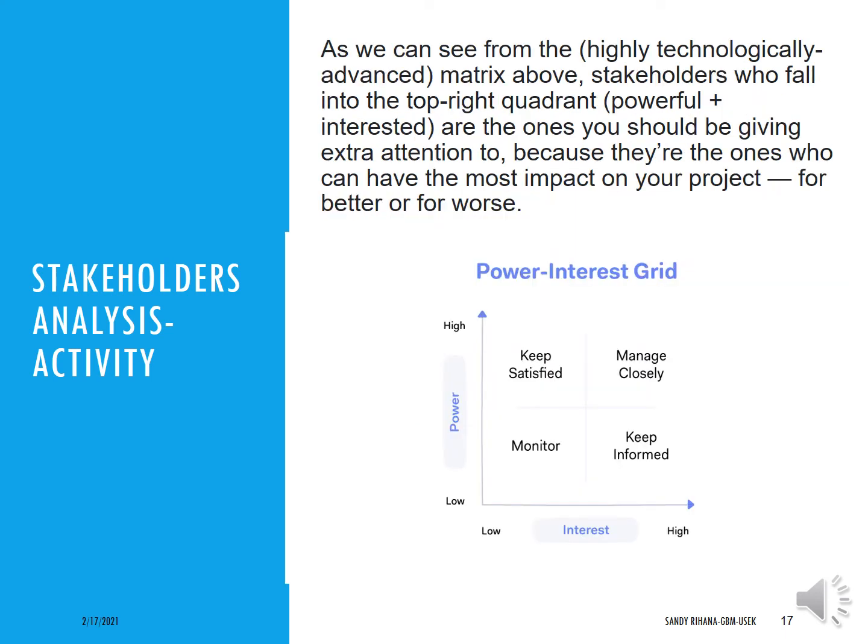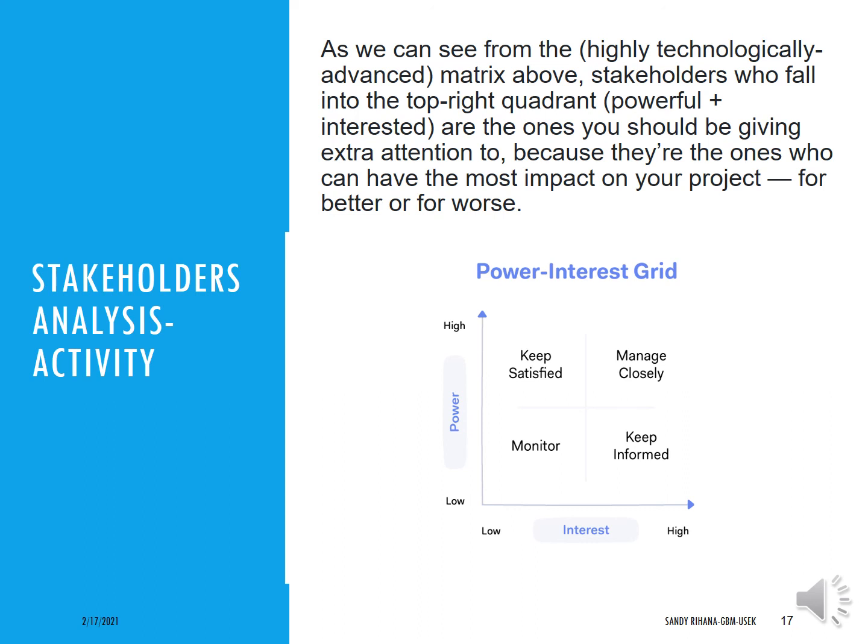So as you can see, now you can have the power interest grid. In the power interest grid, you will have interest on the x-axis and power on the y-axis. You map these stakeholders, and you see that the most powerful ones, whom you should make sure not to disappoint, are those who are powerful and interested in the project. These persons you should manage very closely. You should keep them satisfied and informed, and manage them very closely and just be very close to them.